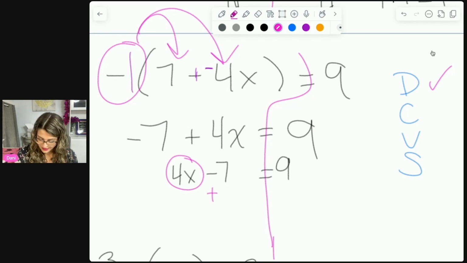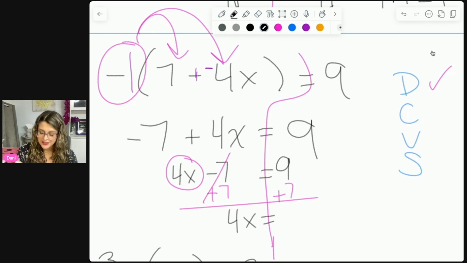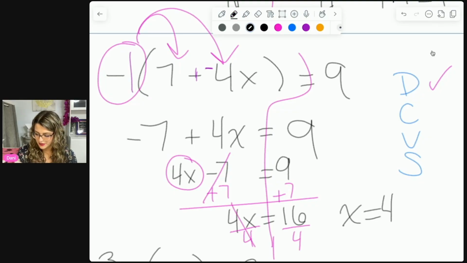We can move that with a little +7 action on each side. So then we have 4x equals 9 plus 7, which is 16. I've seen this rodeo before. Divide by 4. We get x equals 4. Life is good. All right, no combining like terms on that one. Variables were already on the same side.